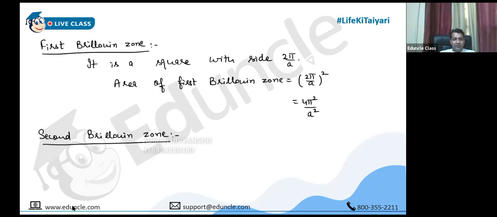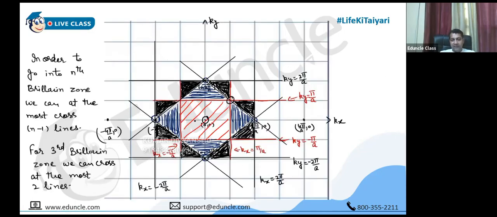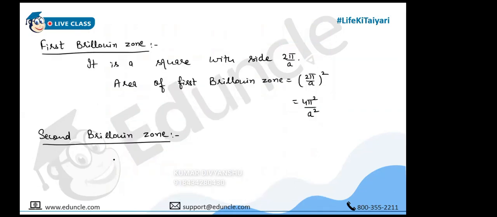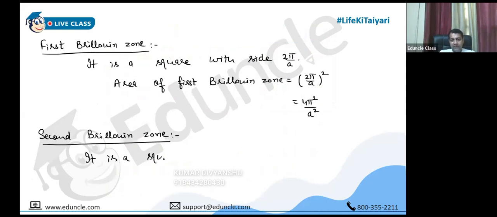The shape of the second zone is also a square. This bigger one is rotated, but it is also a square because the lines are perpendicular. You can check. And what is the side of the second one? The diagonal of the first one will be the side of the second one. And what is the value of this diagonal? Root 2 times 2 pi by a, because the side is 2 pi by a and the diagonal is root 2 times the side. So it is a square with side root 2 times 2 pi by a.